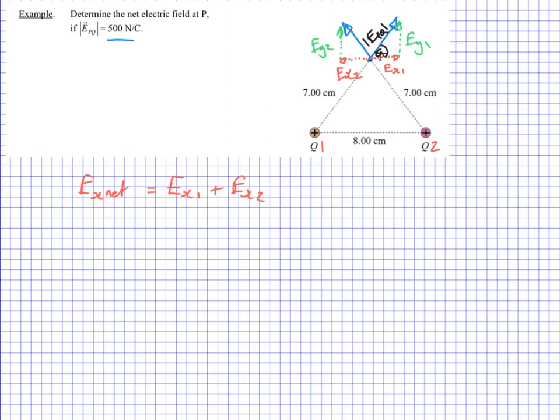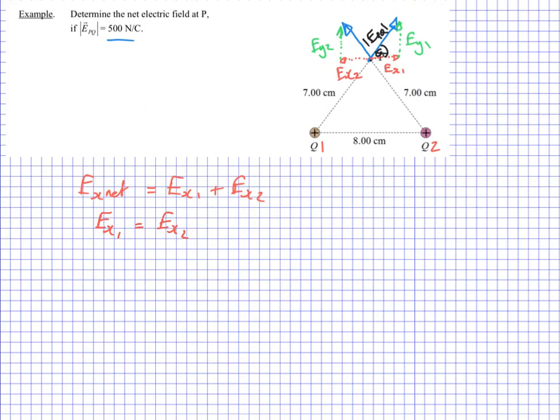So I can make the statement that EX1 is equal to EX2. Okay, so they're going to cancel each other out. I'm not going to need to consider the x component when it comes to the total net electric field. Okay, let's look at the greens.